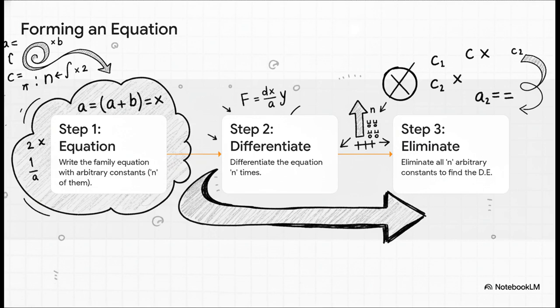And there's actually a recipe for it. First, you just write the general equation for the family, and it's going to have some arbitrary constants, like an a or a b.